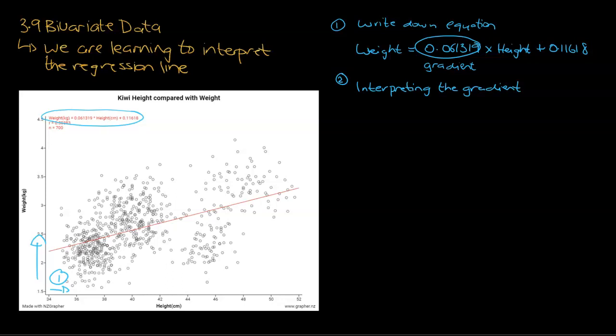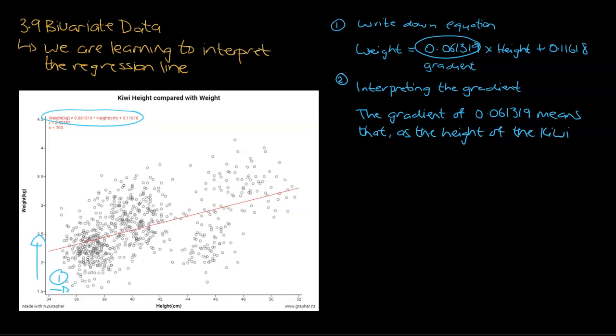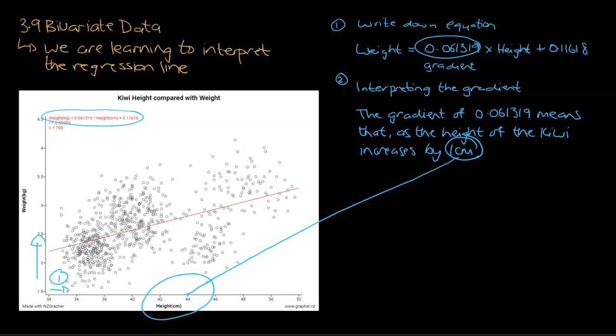What I always do, and everyone's wording is slightly different, is say: the gradient of 0.061319 means that as the height of the kiwi increases by 1 centimeter. And I just want to note, when you're talking about this one, it is always increasing by 1 centimeter, or one, whatever that bottom axis is talking about. So it's always increasing by 1 there. A lot of people change that up to 10 and then get the number wrong, but the gradient is always about an increase of 1. That doesn't change no matter what.